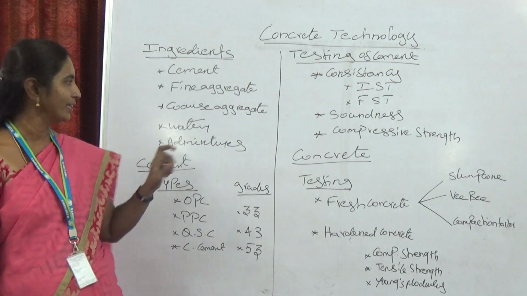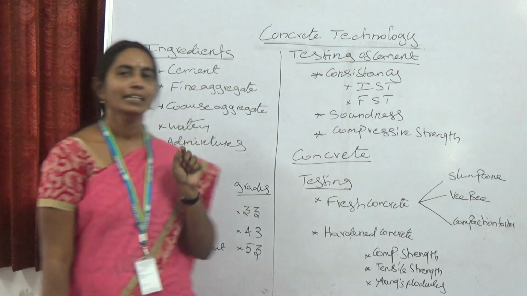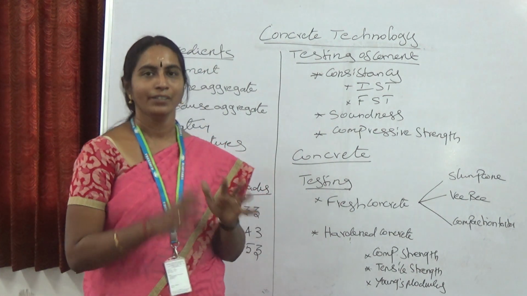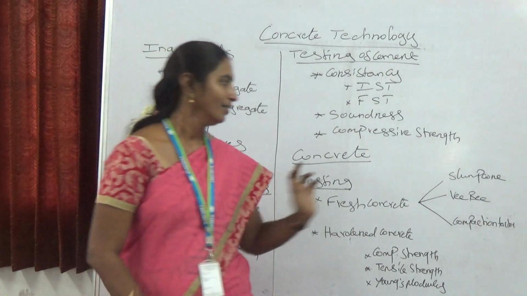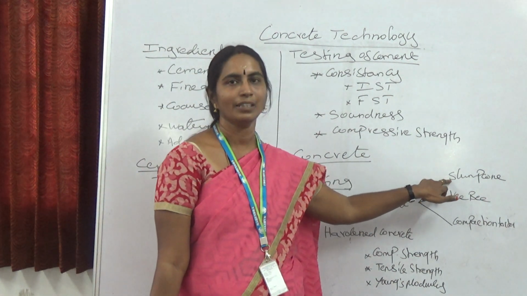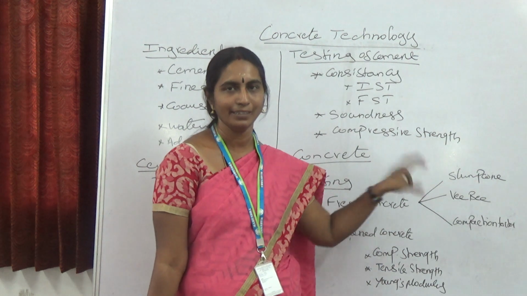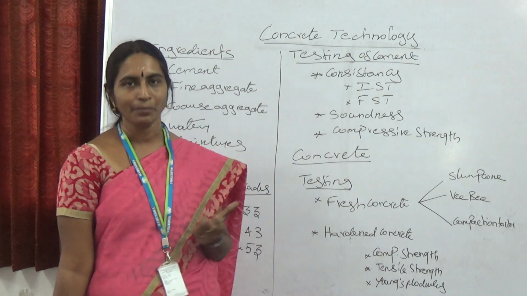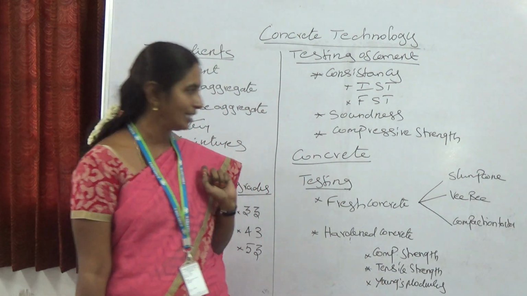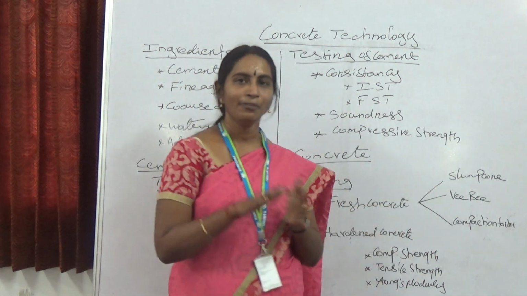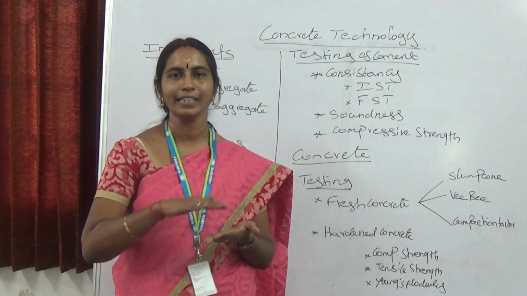Then 0.45 is the water cement ratio for the M20 grade of concrete. We are preparing this concrete mix. We are ready for the slump cone. The slump cone apparatus setup: the cone height is 30 cm, the bottom diameter is 20 cm, and the top diameter is 10 cm. We are filling the concrete in the slump cone in 3 layers.